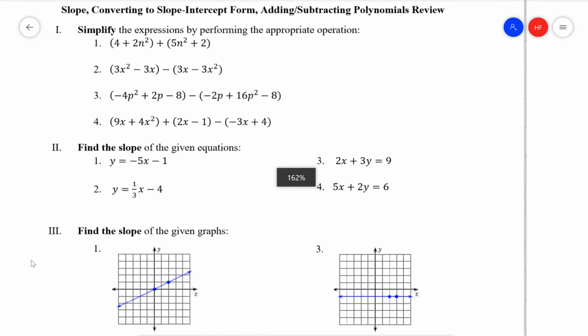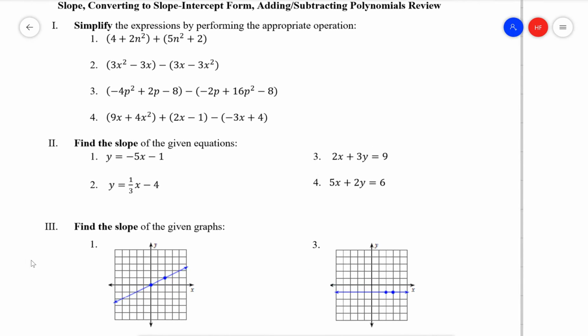I'm only going to do 1 or 2 from each section, so that way you all have some problems to do to review yourself. So I'm going to do number 2 and number 4 on this first section. It says simplify the expressions by performing the appropriate operation. By the appropriate operation, I mean by adding or subtracting, but we don't really know until we see the problem.